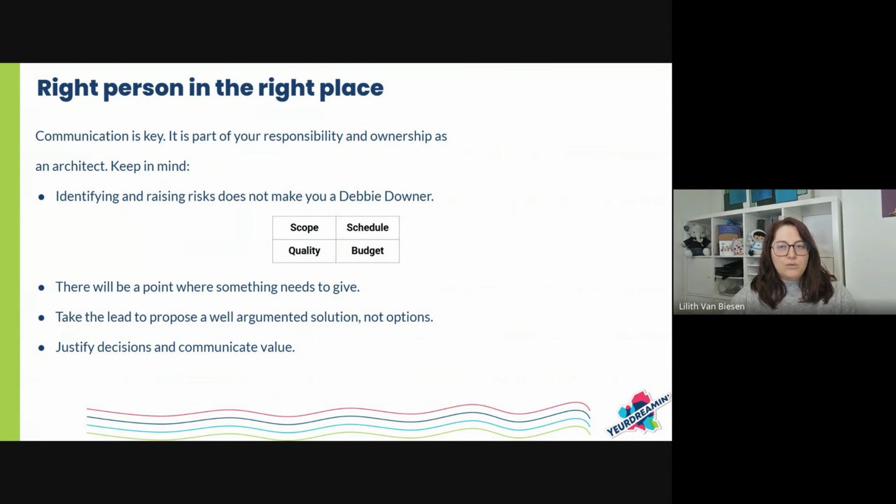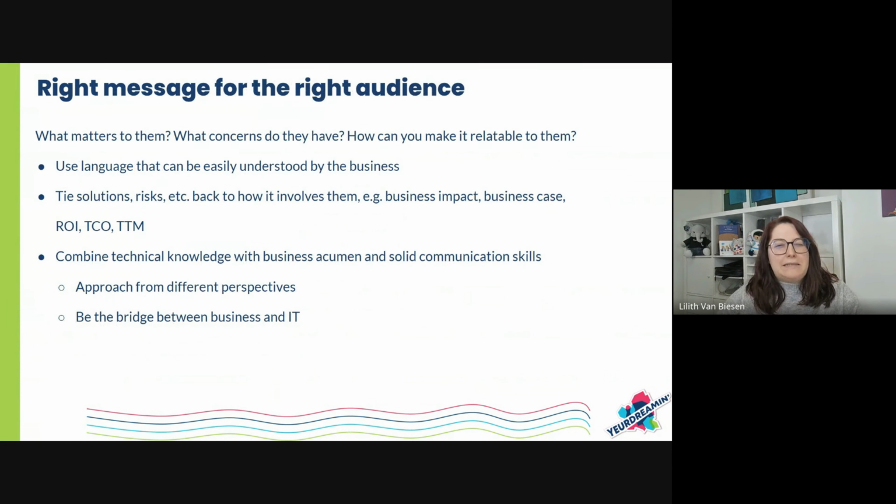Communicating that value, again relying on your knowledge of who your audience is and what they perceive as value, is going to help you in justifying the decisions or the proposed solutions that you want to bring. I already hinted a bit at the audience, because it's really important. Even if you have the right person, even if you have the right message, you need to think about how you bring this message to your audience.